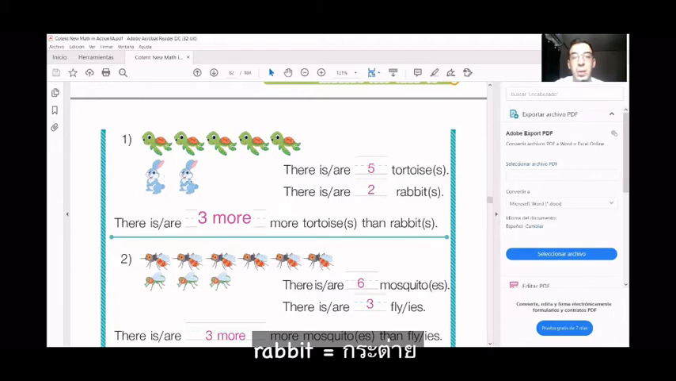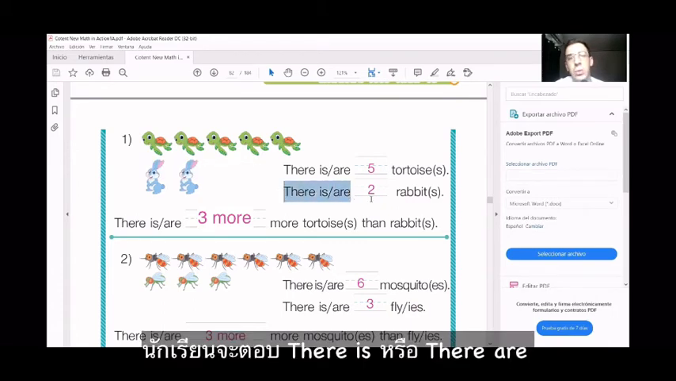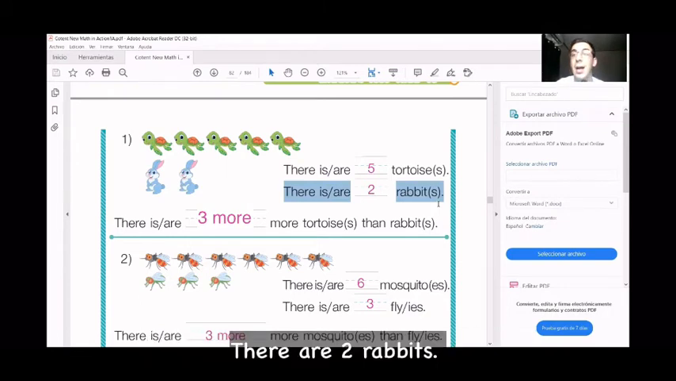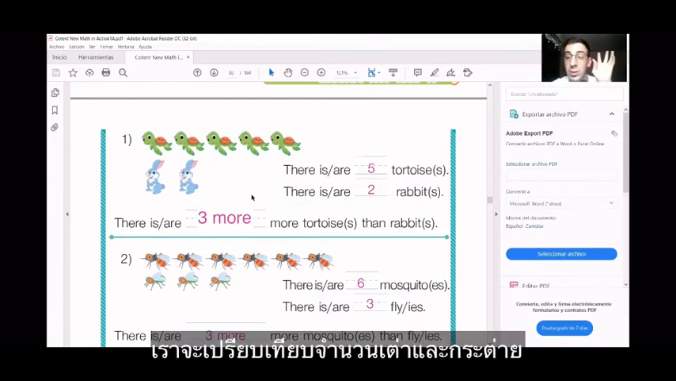Rabbit. How many rabbits are there? 1 rabbit, 2 rabbits. So what do you say? There is 2 rabbits or there are 2 rabbits? There are 2 rabbits. Perfect. Now we are comparing the number of tortoises and the number of rabbits.